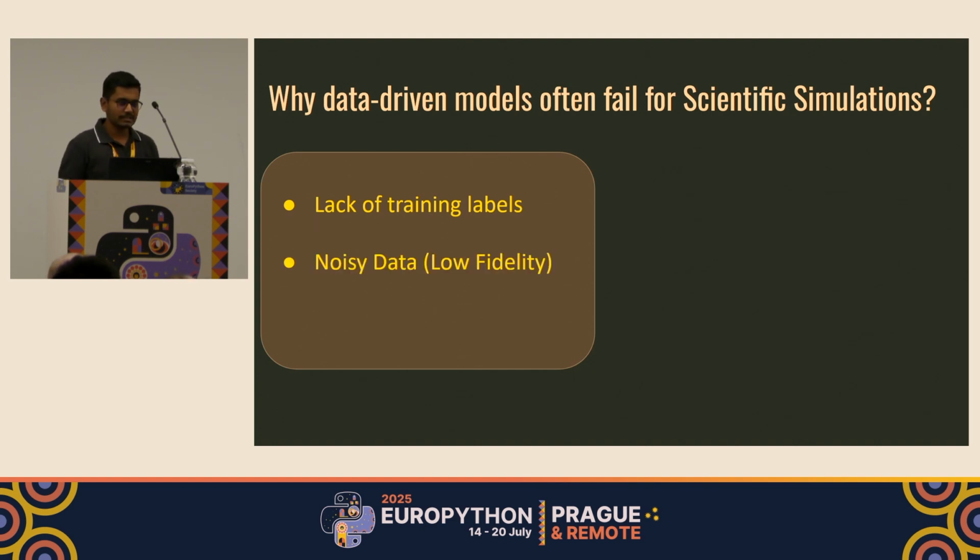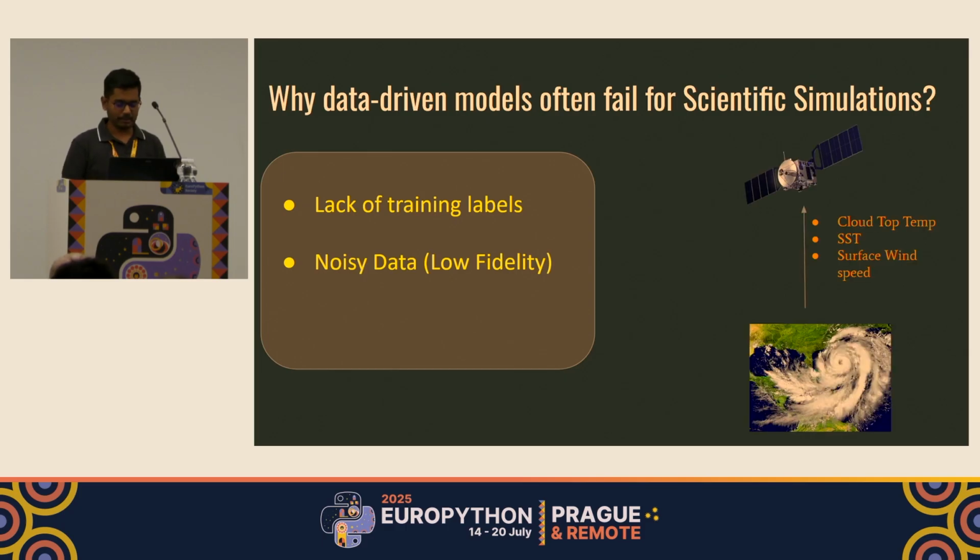Also, in many cases, even though we have some data, it is very noisy. Let's take an example of tracking a cyclone. While predicting the trajectory of a cyclone, the following data is measured through a satellite: cloud top temperature, sea surface temperature, and surface wind speed. And all of this data is bound to be noisy due to the interference of the clouds or just the limitation of the sensors on the satellite.